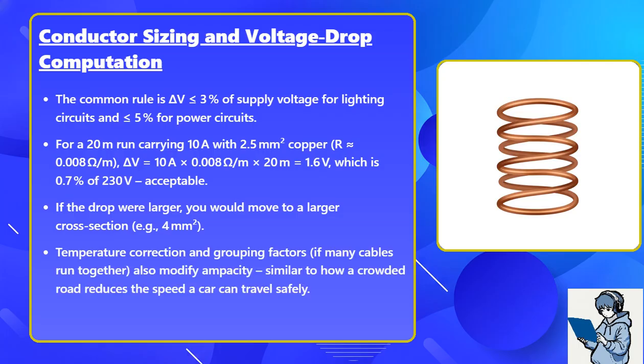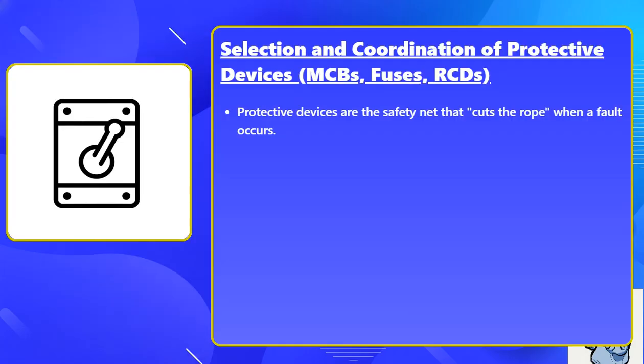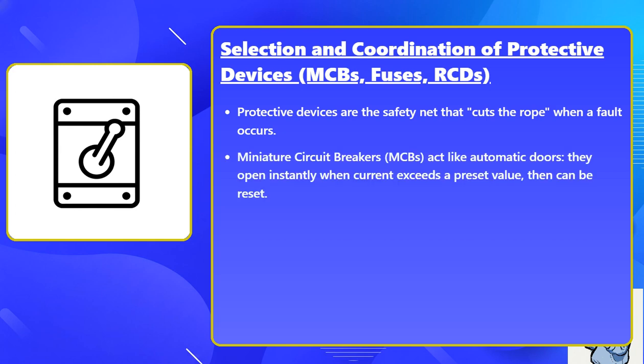Temperature correction and grouping factors, if many cables run together, also modify ampacity. Similar to how a crowded road reduces the speed a car can travel safely. Protective devices are the safety net that cuts the rope when a fault occurs. Miniature circuit breakers, MCBs, act like automatic doors. They open instantly when current exceeds a preset value, then can be reset.